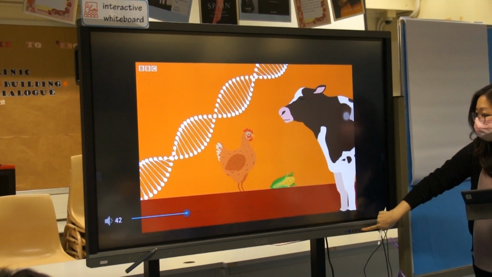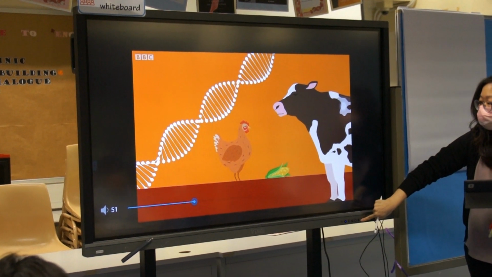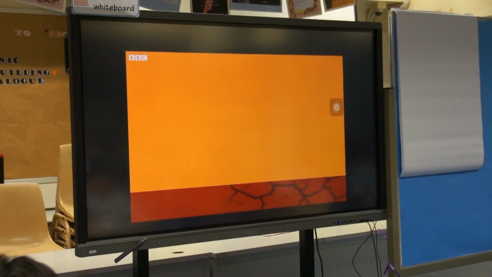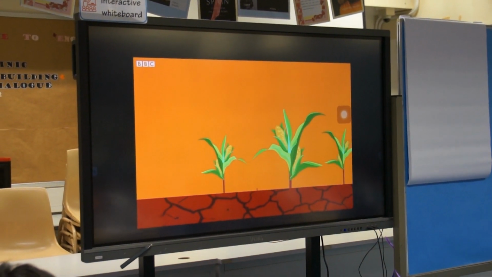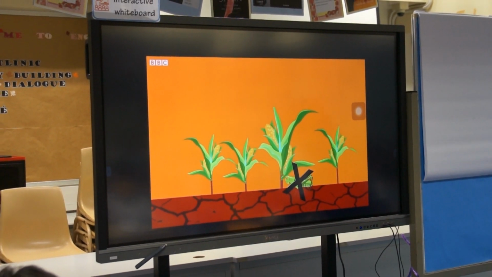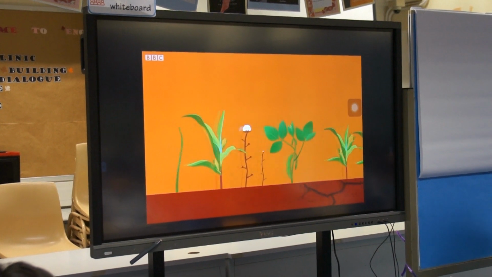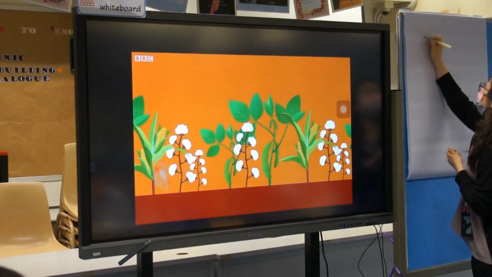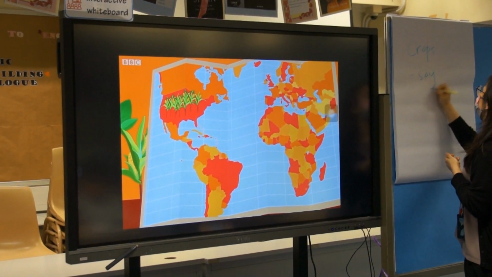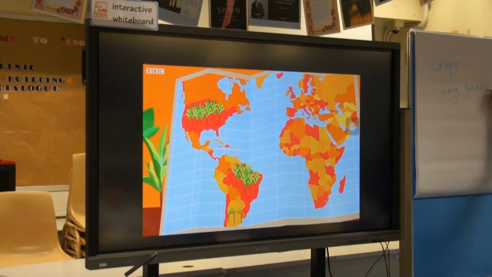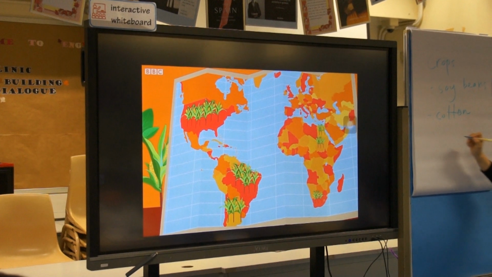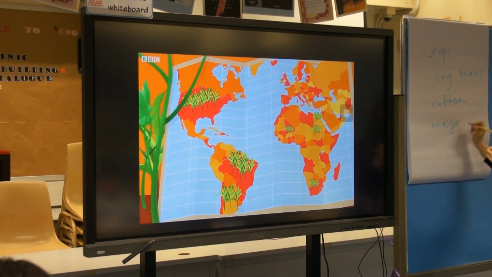GM stands for genetically modified, which is the process of changing the genes of a living thing to alter its characteristics. For example, plants can be genetically modified to help them grow in areas where water is scarce or to be more resistant to pests. Some of the most common crops that are modified are soybean, maize, and cotton. The United States is the top producer of GM crops in the world, followed by Brazil and Argentina. In Africa, GM crops are grown commercially in South Africa, Sudan, Egypt, and Burkina Faso.